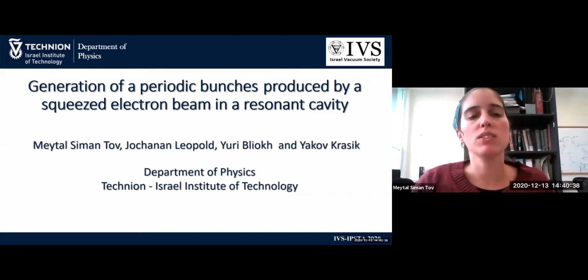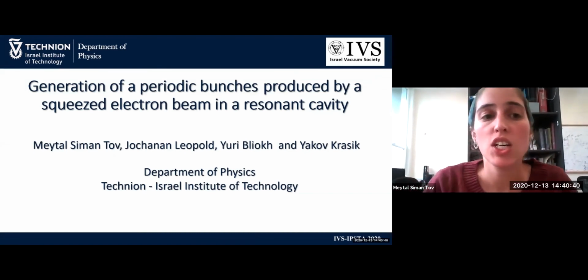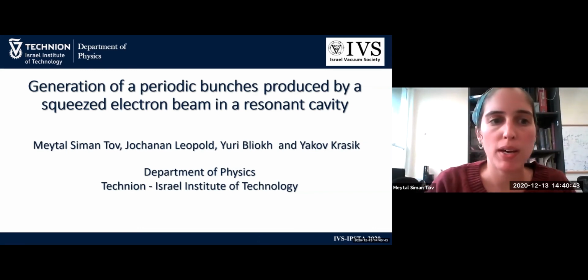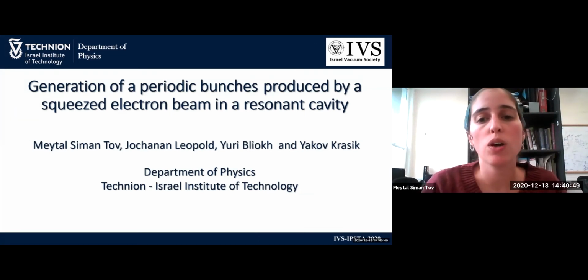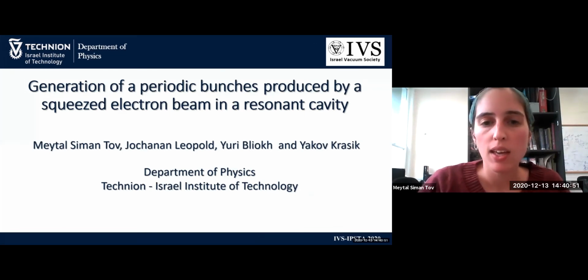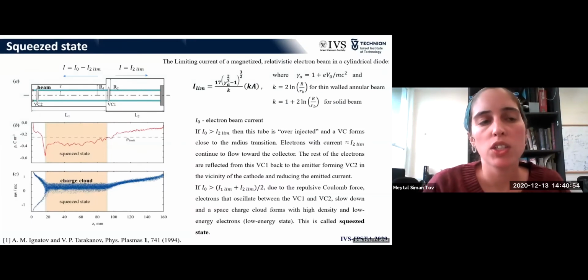Good. Okay, so the title of the presentation is Generation of Periodic Bunches Produced by a Squeezed Electron Beam in a Resonant Cavity. This work was done in collaboration with Dr. Johann Leopold, Dr. Yorav Bloch, and Professor Yaakov Krasik. In this slide, I want to give a short introduction. What is a squeezed electron beam?